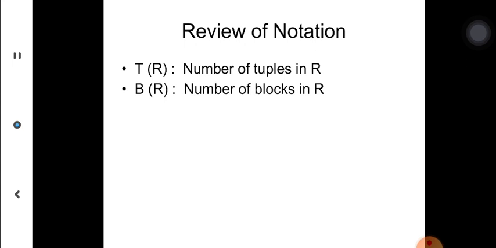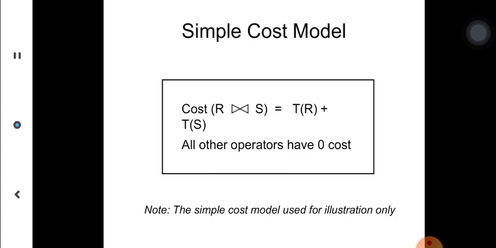Review of notations: T of R means the number of tuples in R, and B of R means the number of blocks in R. A simple cost model could be like this. You take a natural join of R and S, and finding the cost is nothing but the tuples of the relation R plus the tuples of the relation S. All other operators have zero cost. So the simple cost model used for illustration is that the cost of the join operation is the total number of tuples in R and the total number of tuples in S, if you simply add them.